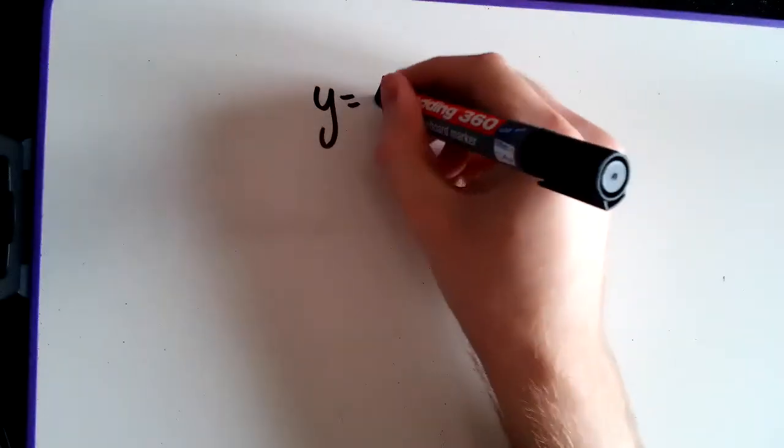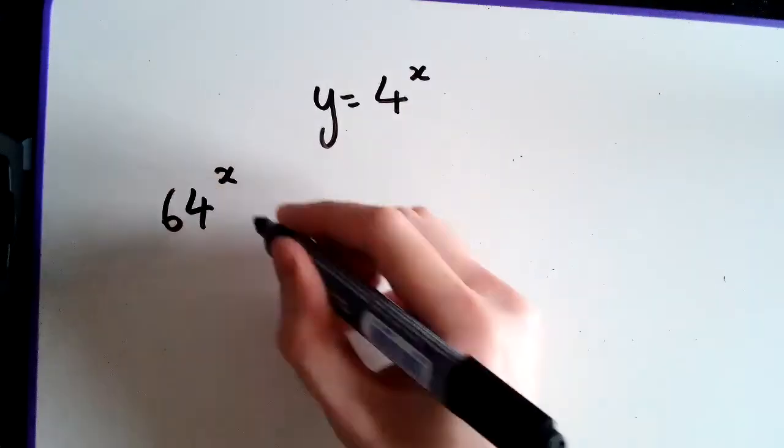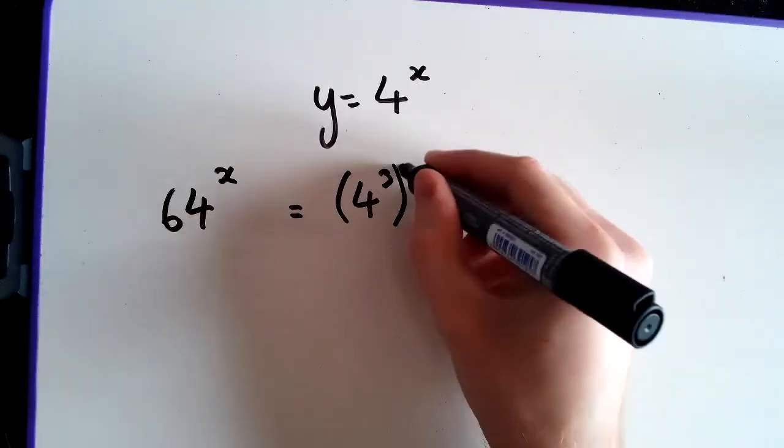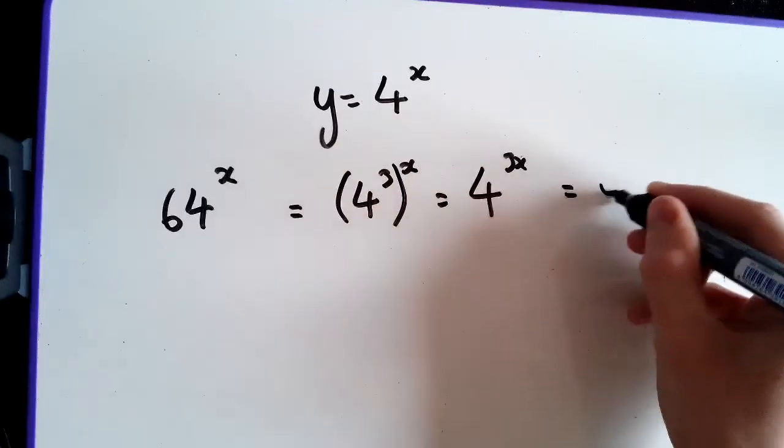Okay, we have y equals 4 to the x, and we want to write 64 to the power x in terms of y. So 64 is 4 cubed, so 4 cubed to the power x, which is 4 to the 3x, which is y cubed.